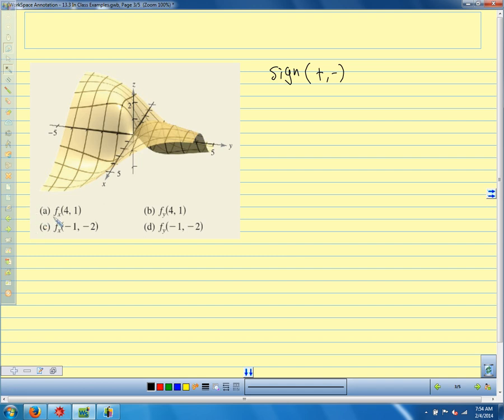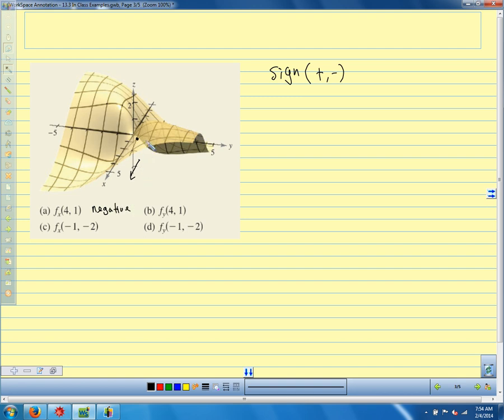So part A, we're here at the point up 4 over 1, so we're at this point on the surface approximately. If we're moving in the positive x direction, does it look like we're going uphill or downhill? So we're moving in the positive x, so we're moving that direction. Going uphill or downhill? Looks like we're going downhill. So that sign would be negative.